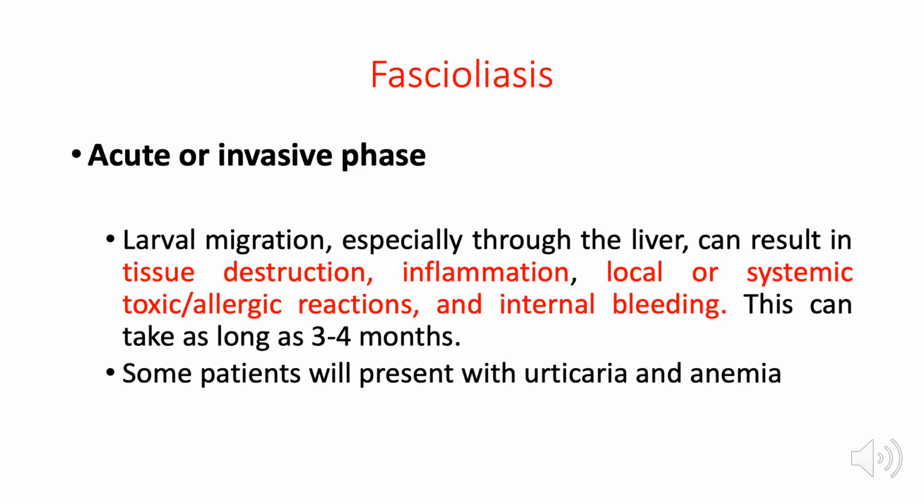In the acute or invasive phase, there is larval migration through the liver parenchyma, resulting in tissue destruction, resulting in inflammation, resulting in internal bleeding. That's why some patients would even develop anemia. And do you know that some patients, aside from exhibiting the fever, the eosinophilia, the hepatomegaly, some of them would complain of urticaria because they are allergic to the chemicals produced by the worm. And this acute or invasive phase can last for 3 to 4 months.